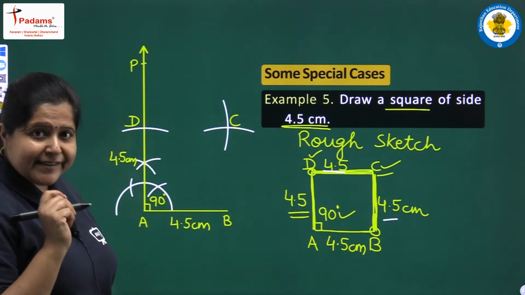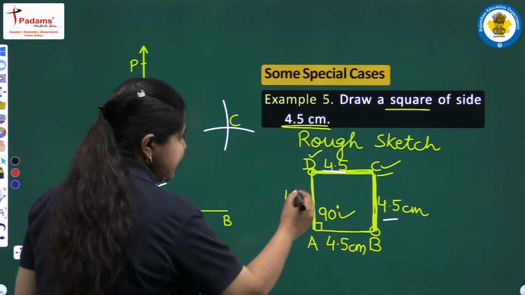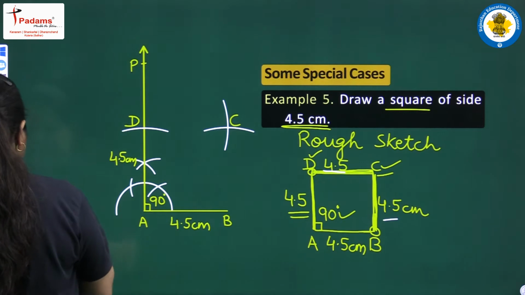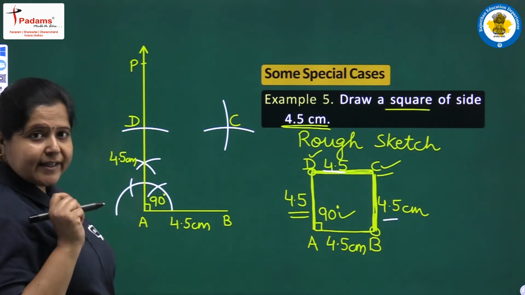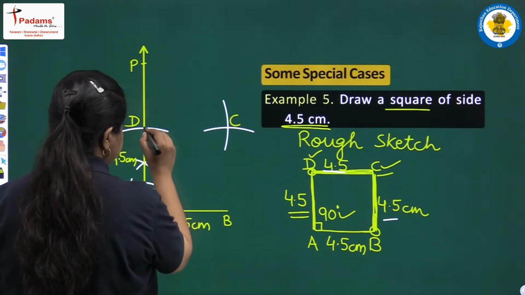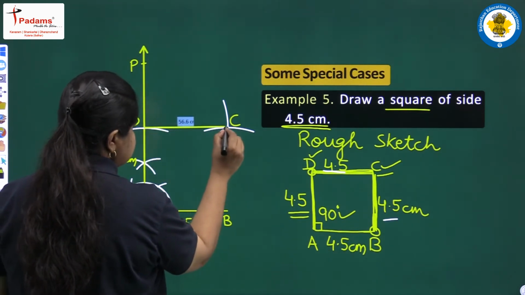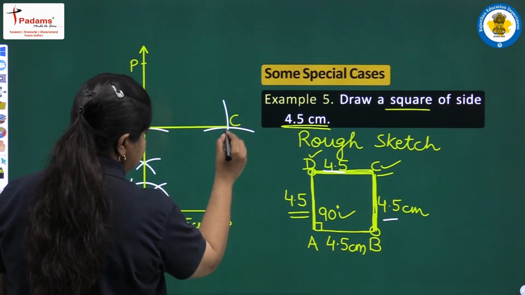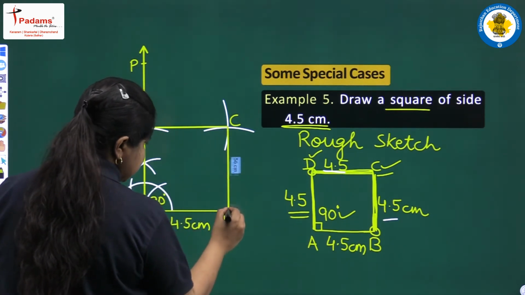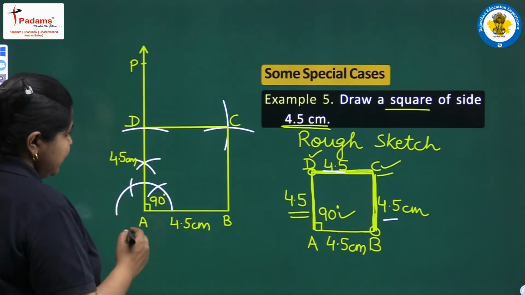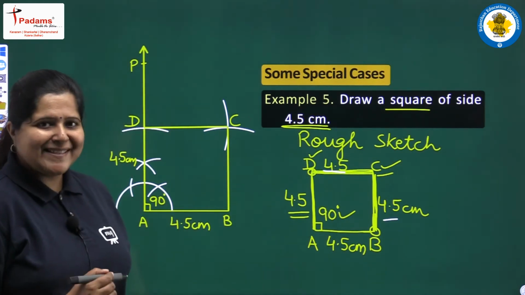Now what needs to be done next? Simply join DC and CB. I am joining it directly, but you have to take a scale for joining any two points. So we will join DC and then CB. In this way we get our square ABCD.